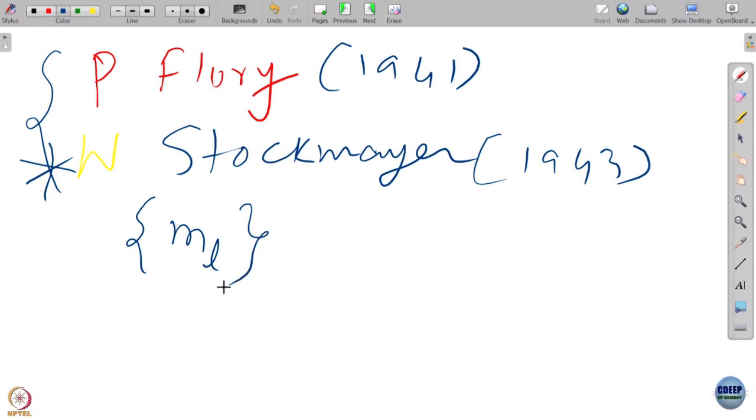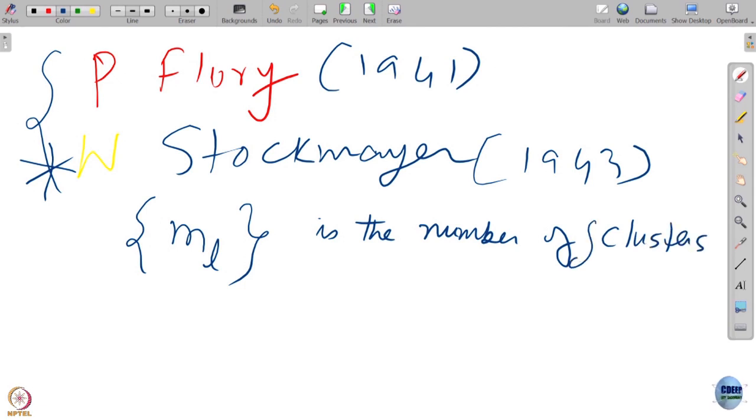So now, the way they considered it, let me consider it exactly the way Mayer did. M_L is the number of clusters or polymers of size L.